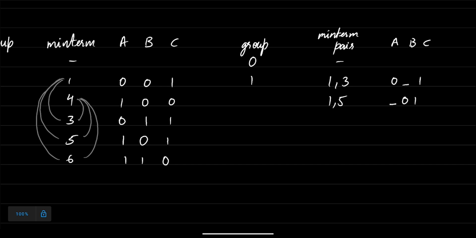Now we compare 1 and 6. This bit changes, and so does this bit. So this won't be a valid pair to transfer to the next table. Now we've made all the comparisons with 1, so now we will make the comparisons with 4.